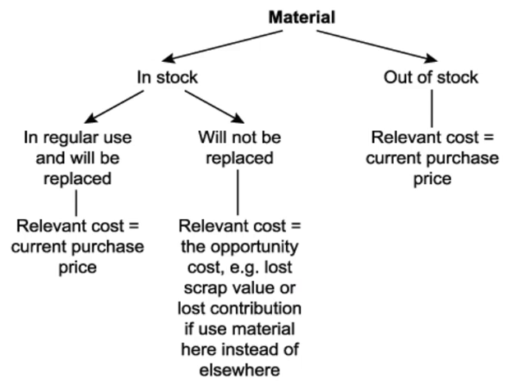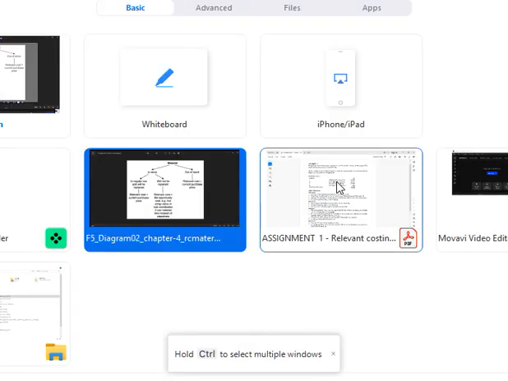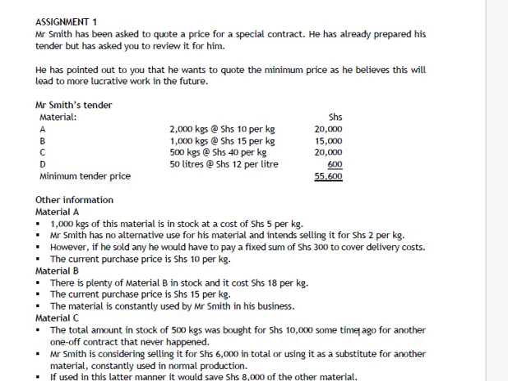But what happens if they have a scrap value but they have no alternative use? Then in this case, the opportunity cost will be their scrap value, and that's what we shall take as the relevant cost for these materials. I have a scenario here which I want us to use to see how we can arrive at the relevant cost for materials for this special contract.